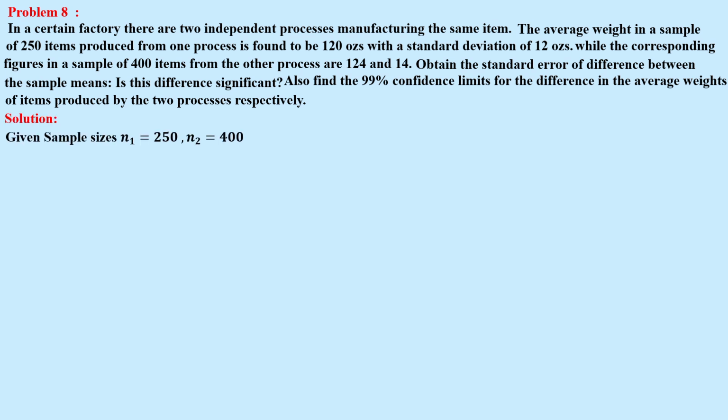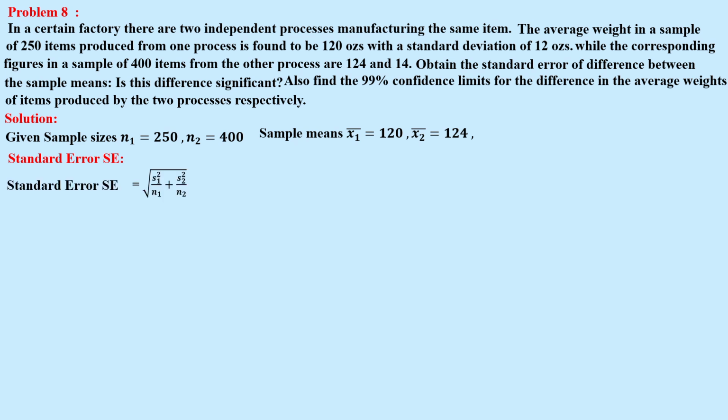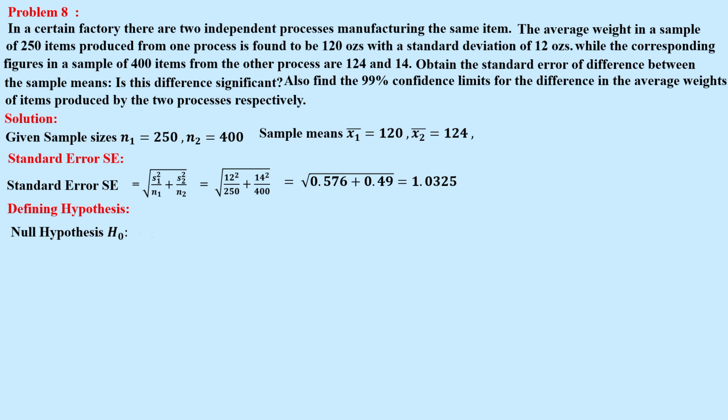Given sample sizes n1 is 250 and n2 is equal to 400. Sample means x1 bar 120, x2 bar 124. Sample standard deviations are also given, 12 and 14. Standard error formula: standard error is equal to root of s1 square by n1 plus s2 square by n2. So s1 is 12 and s2 is 14. So root of 12 square by 250 plus 14 square by 400. So you will get 1.0325.